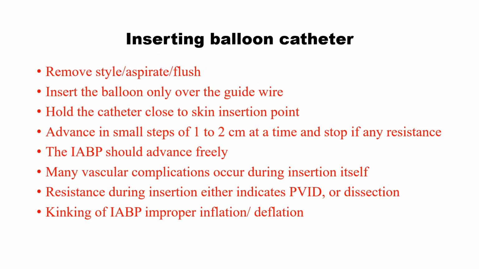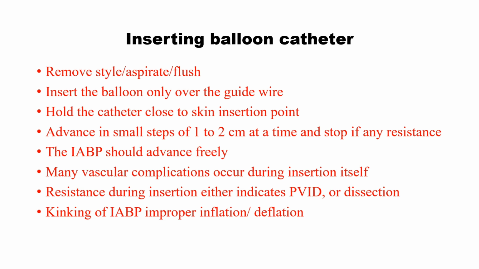Next we'll see how to insert the balloon catheter. First, remove the stylet, then aspirate and flush. After that, insert the balloon only over the guide wire. Hold the catheter close to the skin insertion point, and advance in small steps of 1 to 2 cm, stopping if there is any resistance. The IABP should advance freely once inserted. Many vascular complications occur during the insertion itself, so resistance during insertion is an indication of peripheral vascular disease or dissection.